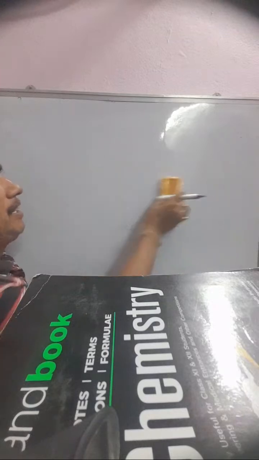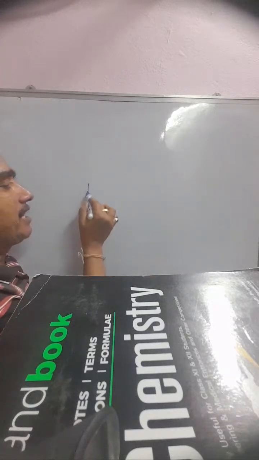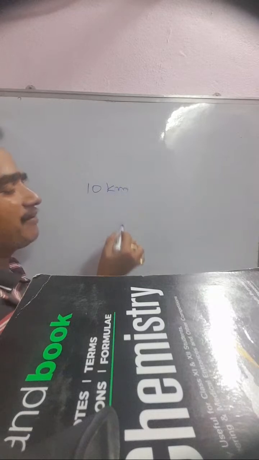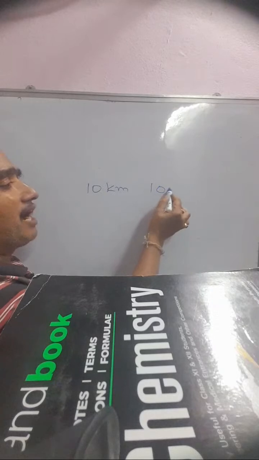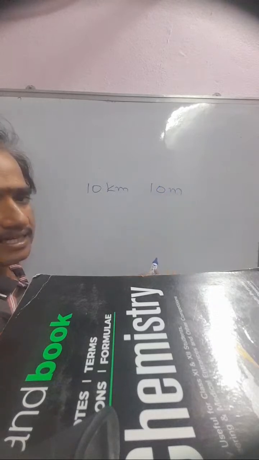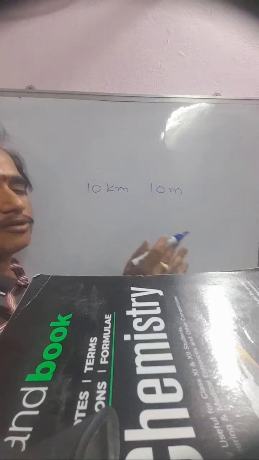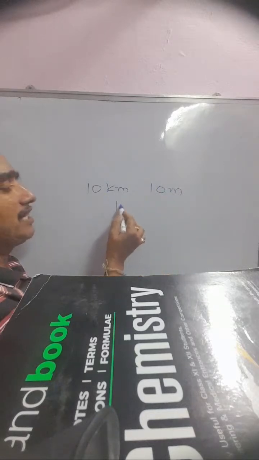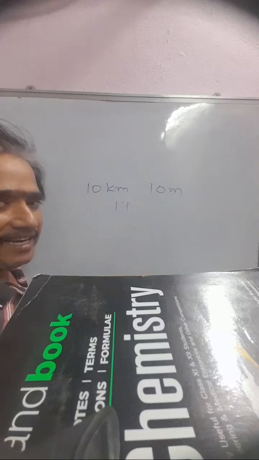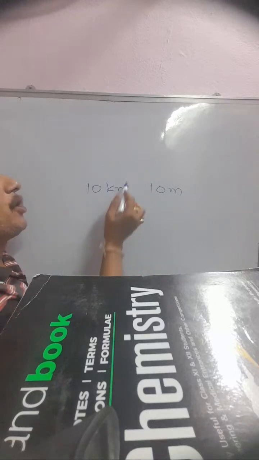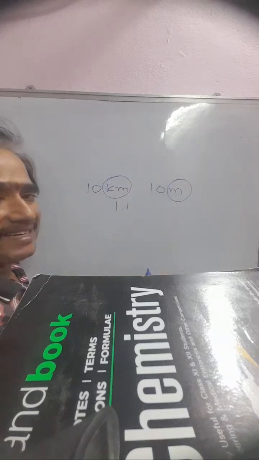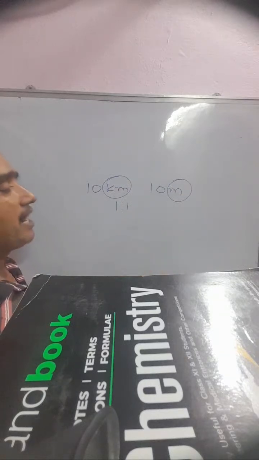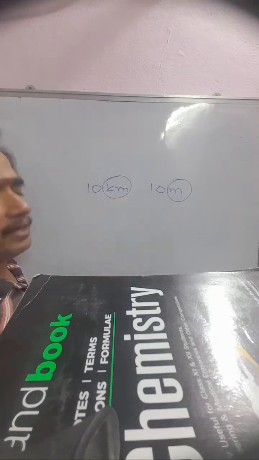For example, I walked 10 kilometers in 1.5 hours and my brother was at home. He walked 10 meters in the same house. So he was having some problem. He was walking slowly. Now can you say that both of you walked equally? No. Why? Because one is expressed in kilometers and the other is expressed in meters. Both of them are not in the same unit.